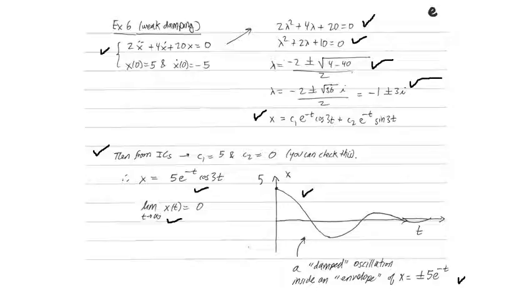in the long run, theoretically at least, your solution would pass through the equilibrium infinitely many times, but the amplitude of the oscillation is getting smaller and smaller over time because of the damping.